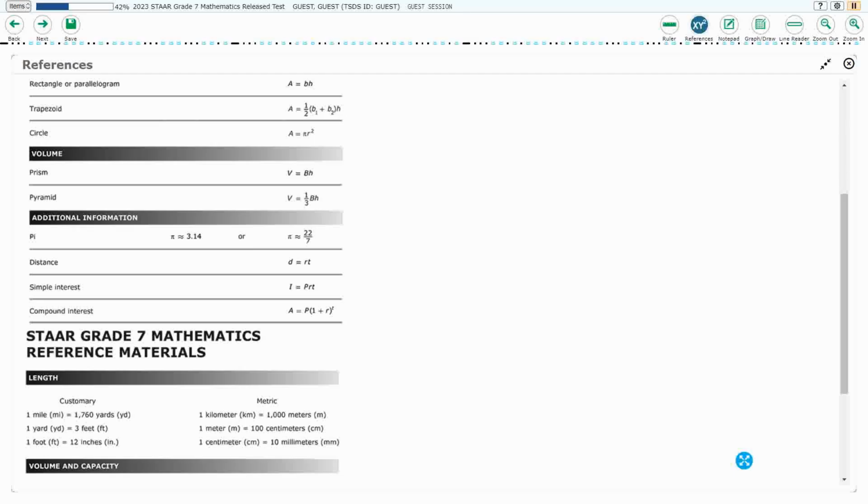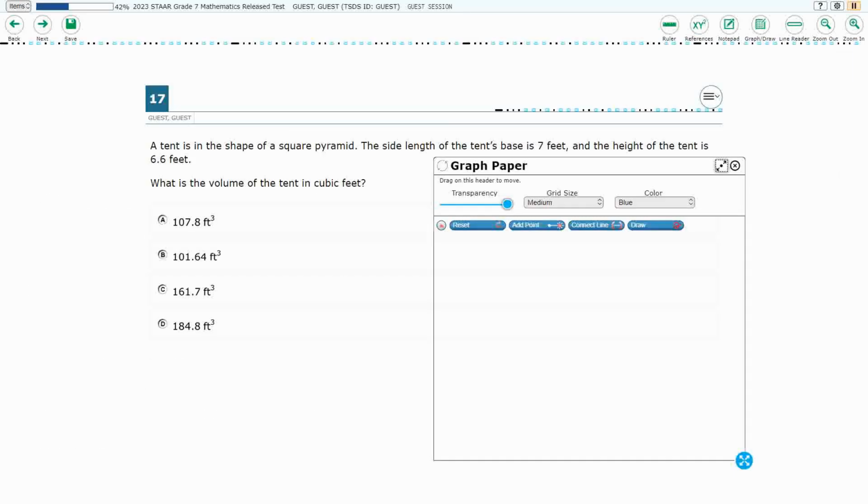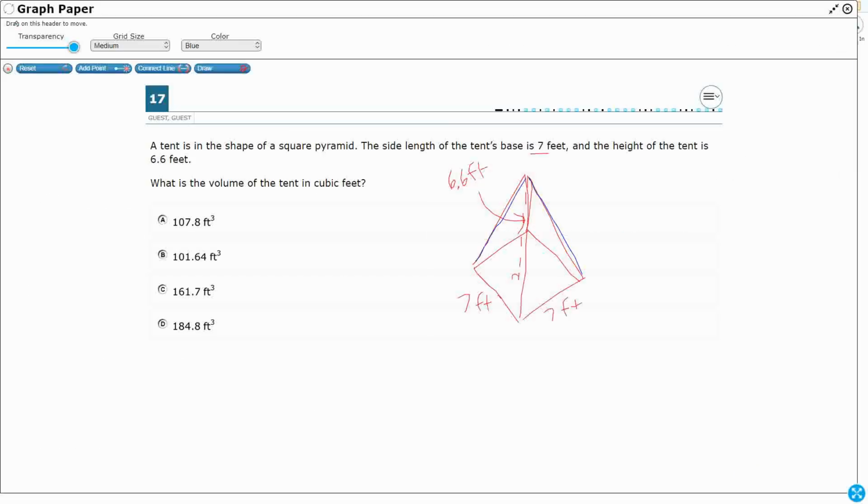Let's figure out how we find the volume of a pyramid. There we go, 1/3 base times height. So my volume equals 1/3 base times height. I'm going to substitute in my base. Now this base is actually the area of the base, so I need to find the area of the base. That's a square, so 7 times 7, that's 49. So I'm going to say 49 times this 6.6.